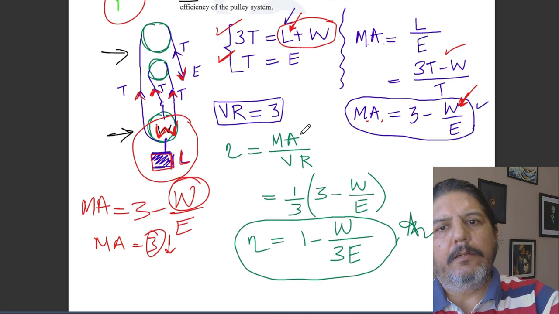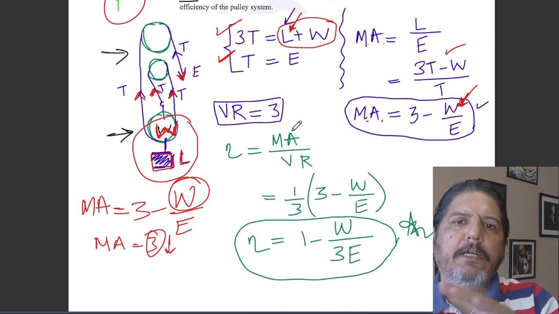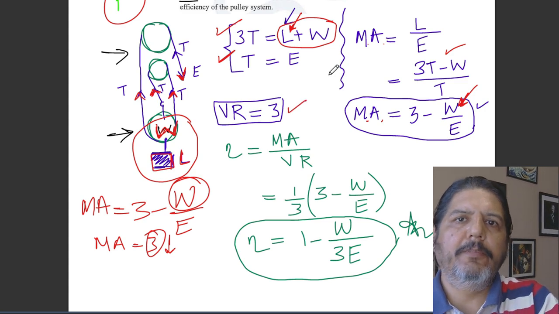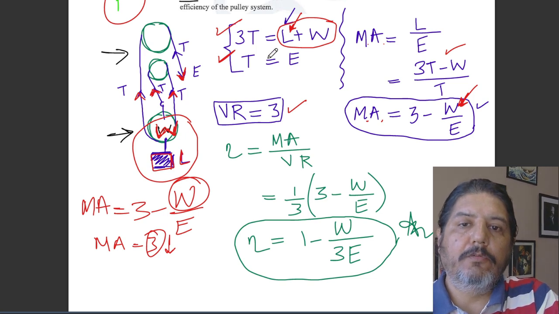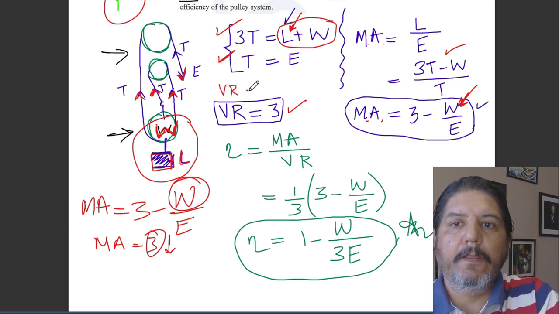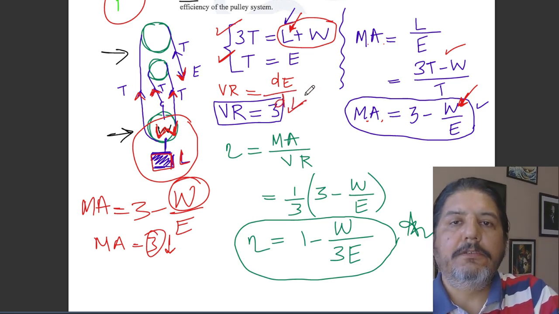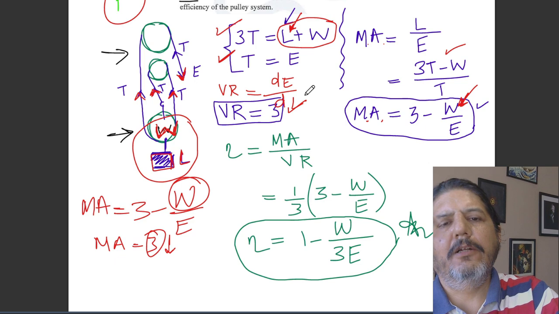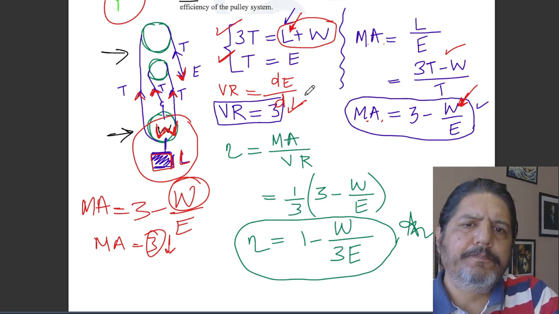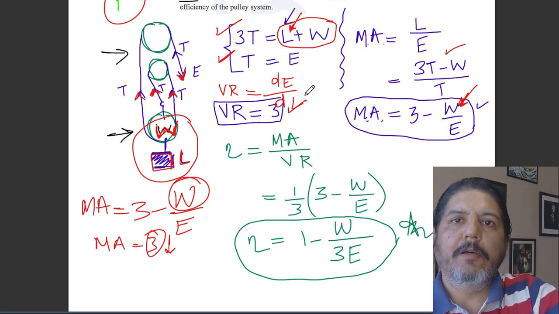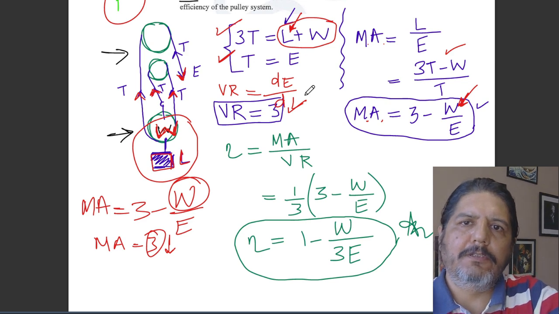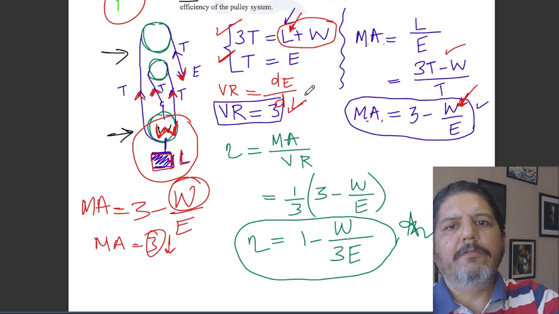Now, what we need to understand is that the velocity ratio would always remain 3. In this case, the velocity ratio will remain 3. Why will the velocity ratio remain 3? Because velocity ratio is given by dE by dL. So the velocity ratio is just dependent upon the distance moved by the effort and load. That won't get affected by the weight of the pulley, because the distance moved by the rope will anyway remain the same. So that is why in one of my lectures I have discussed that VR is just dependent upon the configuration. So in this case, the VR would be equal to 3.